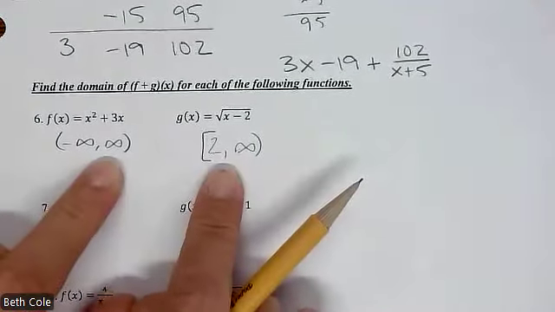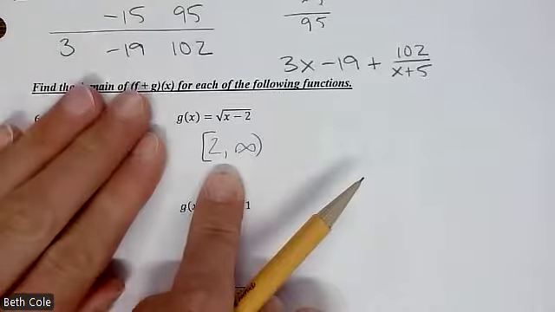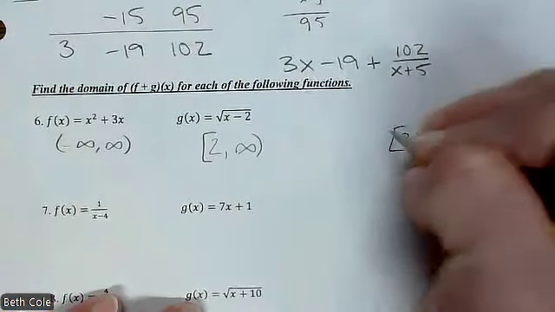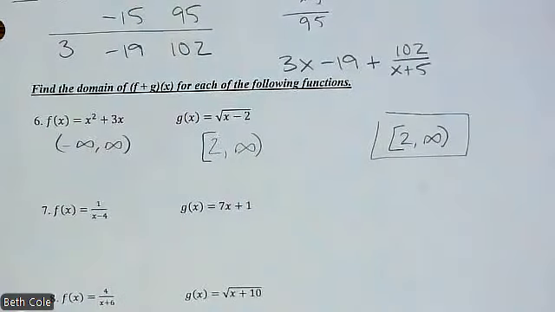All right, so if you put those together, this one doesn't have any rule with it, so you sort of ignore it. If you put them together, you just get 2 to infinity. If one of them's all reals, you basically just ignore that.